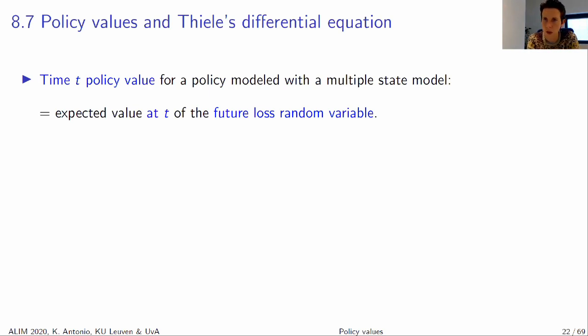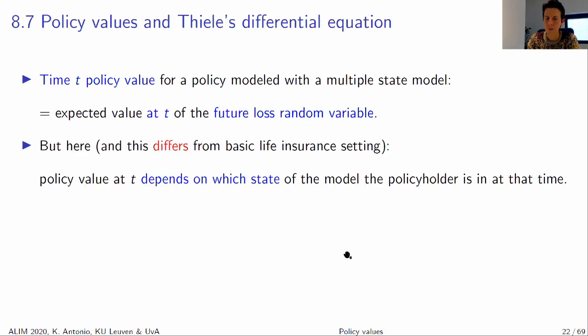So that's going to be Thiele's differential equation. That's expressing the evolution of these policy values over time. So we want to know the time t policy value for a policy that can be modeled with a multiple state model. So we need the expected value at time t of the future loss random variable. But here, and this is really important, we'll have to take into account in which state my policyholder is at time t. And the policy value will be state dependent.